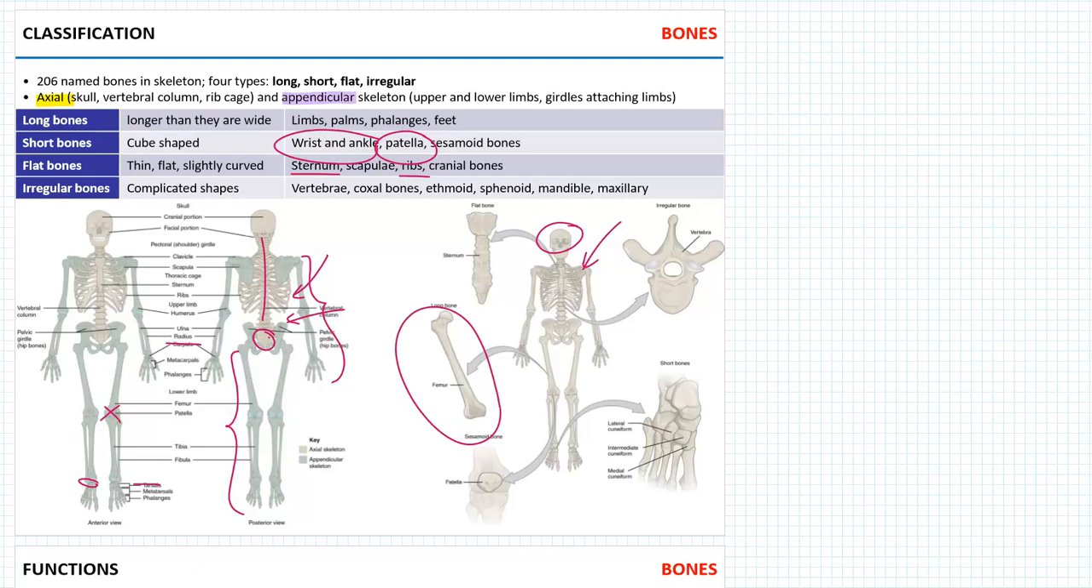So the axial skeleton consists of the skull, vertebral column, and rib cage, and on the skeleton on the left it is not highlighted in any way. The appendicular skeleton, which consists of two girdles, the pectoral girdle and pelvic girdle, and the limbs, is highlighted on that image. You can see that the color of the girdles and the limbs is different.